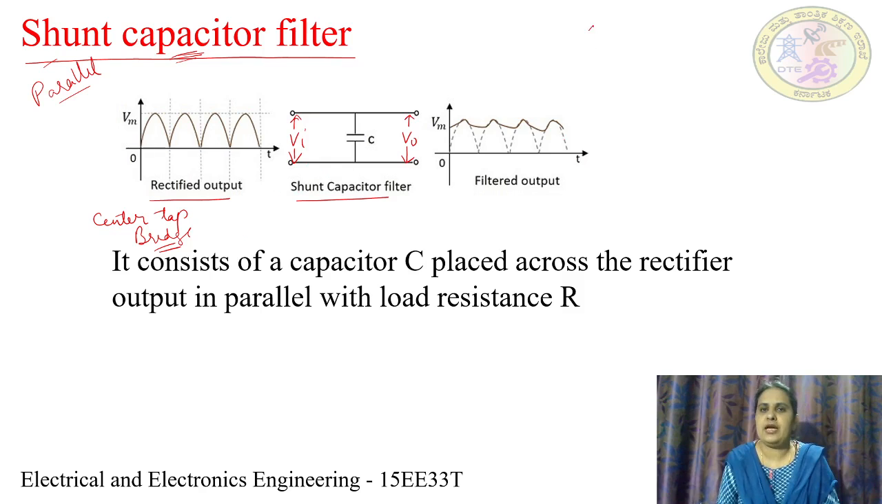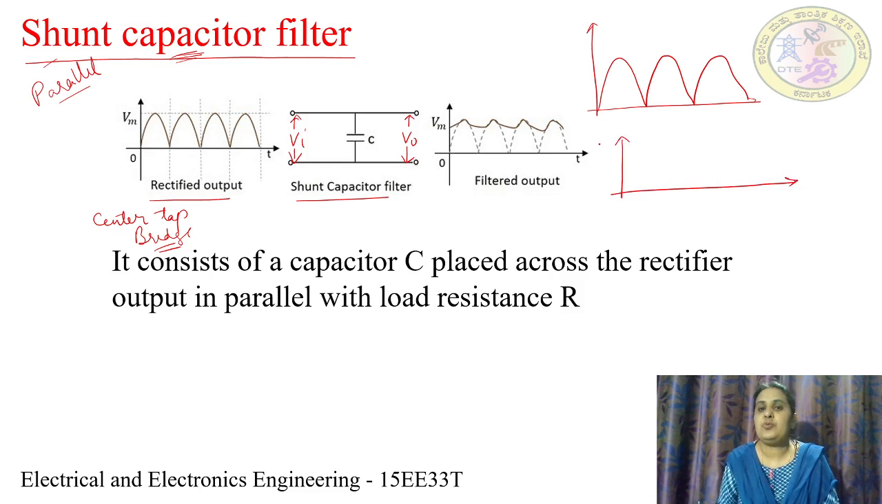What is the basic filtering action? If you look at the output of a bridge rectifier, we have the bridge rectifier output in this fashion. Here I will draw the output of the shunt capacitor filter. The input to the filter comes from the output of the rectifier.